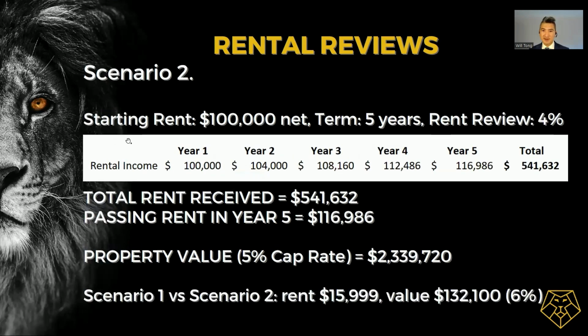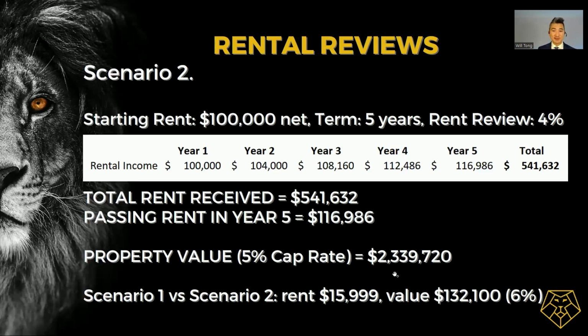Scenario two, everything is the same except the rent review is now 4%. Okay, so it's only 1.5% difference, right? But it could have a really profound effect. Okay, and let me show you exactly what I mean. So just by increasing the rent review by 1.5% per annum, you'll be receiving a total of $541,632 over the lease term. The passing rent at year 5 will be $116,986.